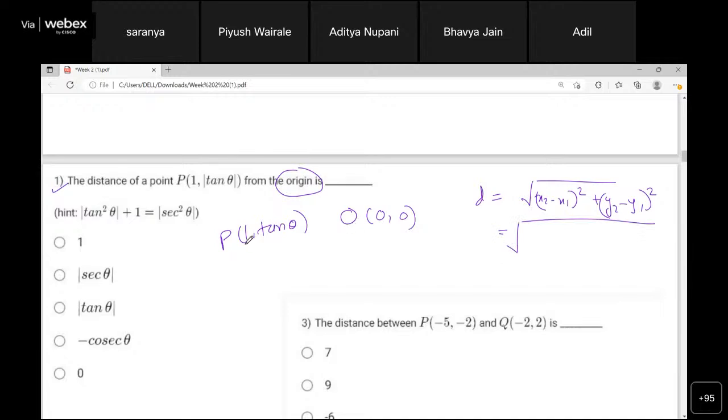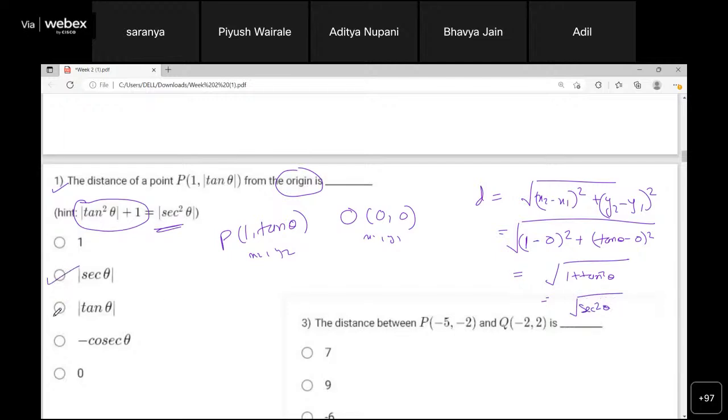Let's go through it. Let's say this is my x2, y2 and this is my x1, y1. So x2 is 1 minus 0 whole square plus y2 is tan of theta minus 0 whole square. So I will get 1 plus tan square theta, okay? But here a hint is given to me, that is 1 plus tan square theta equals sec square theta, right? So the answer will be sec theta. Simple. Here two points are given, just apply the formula and find out the answer.